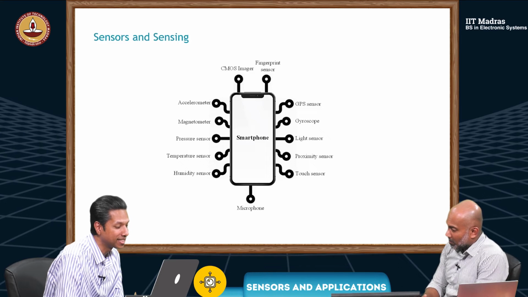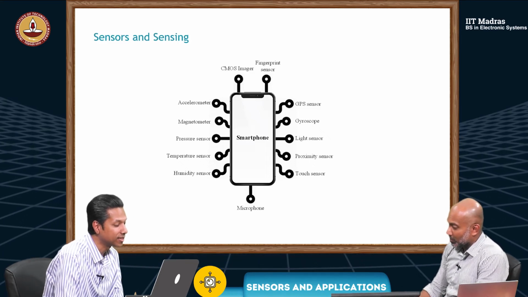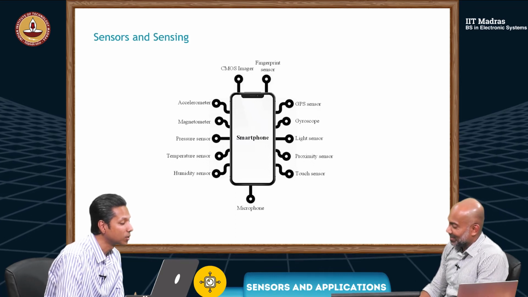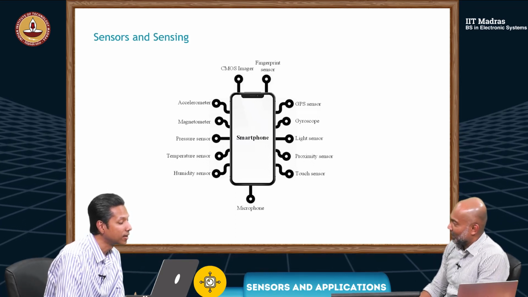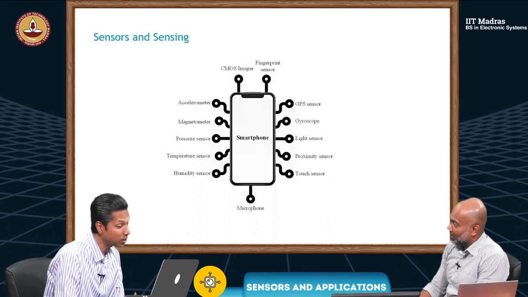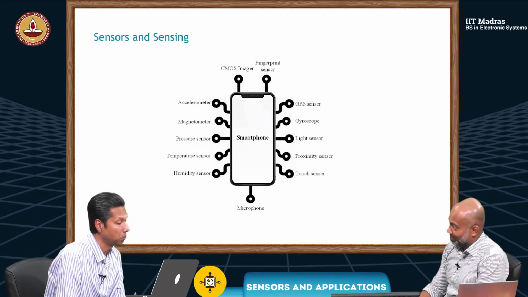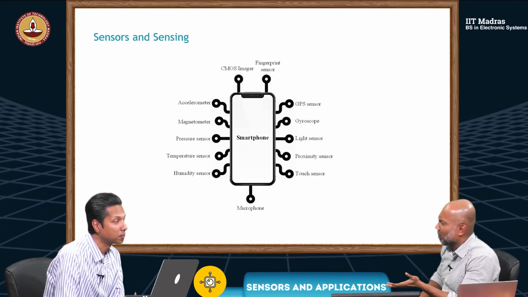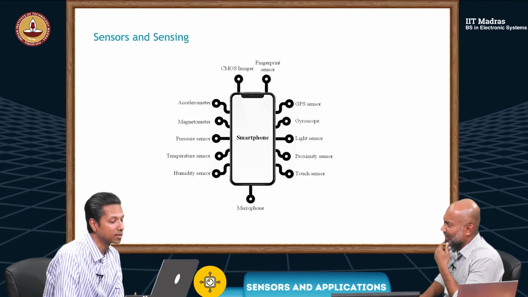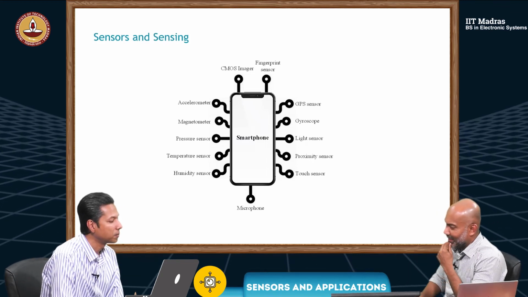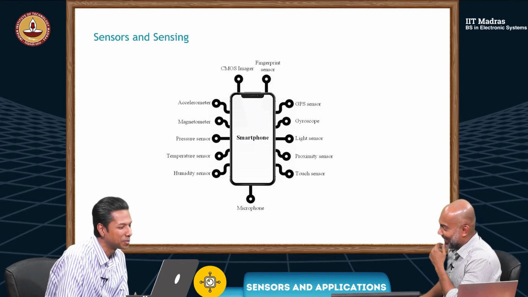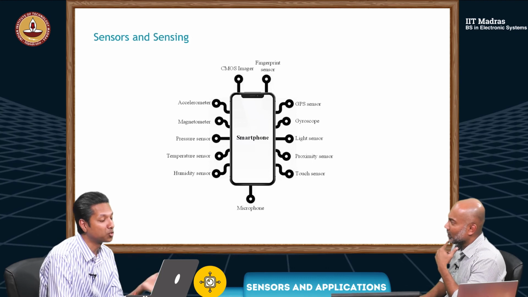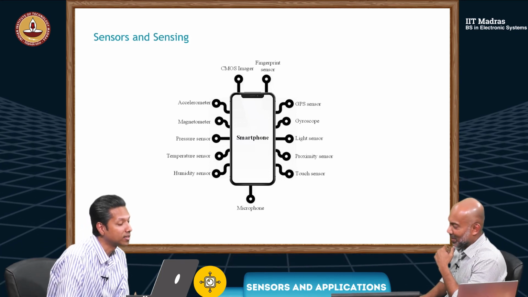GPS, gyro, light sensor, proximity, touch sensor, microphones, humidity, fingerprint. So many different sensors. So that means pressure also? Pressure sensor also. Some phones apparently have a barometer. I don't know, it could be a pressure sensor, but I don't know why they use it. Look at that. Maybe to detect fault detection or something. And the accelerometer.